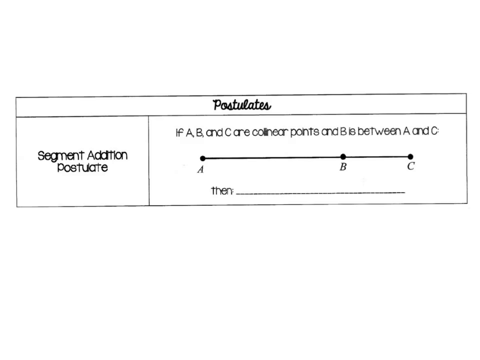Hopefully y'all remember the segment addition postulate from last chapter. The segment addition postulate states that if A, B, and C are collinear points and B is between A and C, then the measure of AB plus the measure of BC equals the measure of AC. So the part of the segment plus the other part of the segment equals the whole segment. We're reviewing this postulate because this can be a reason we use in our two-column proofs. So add segment addition postulate to your list of reasons that we can use in two-column proofs.